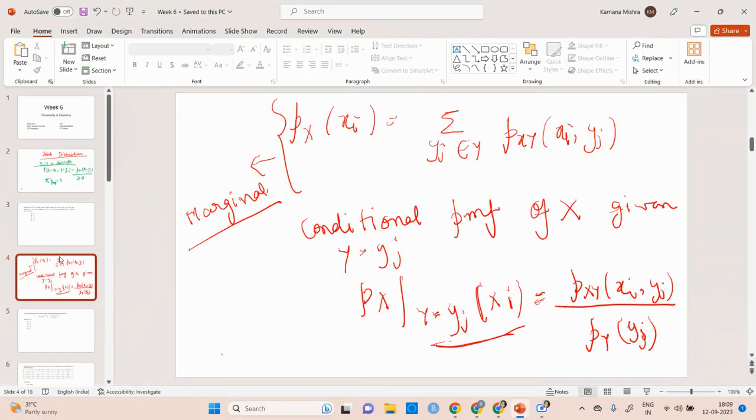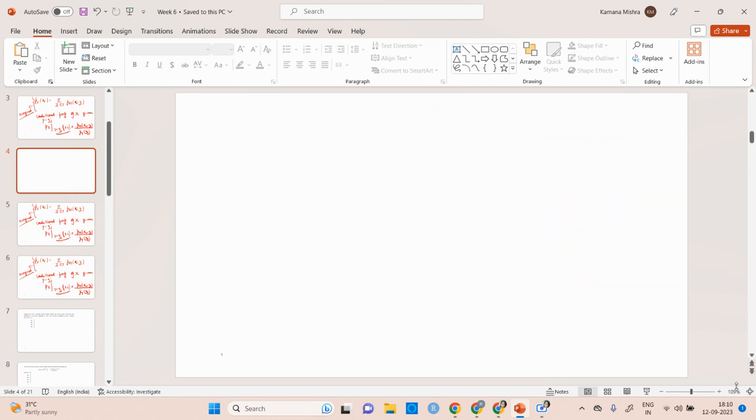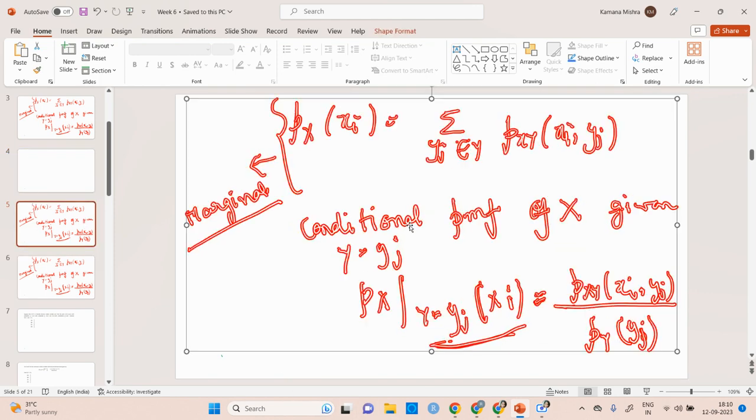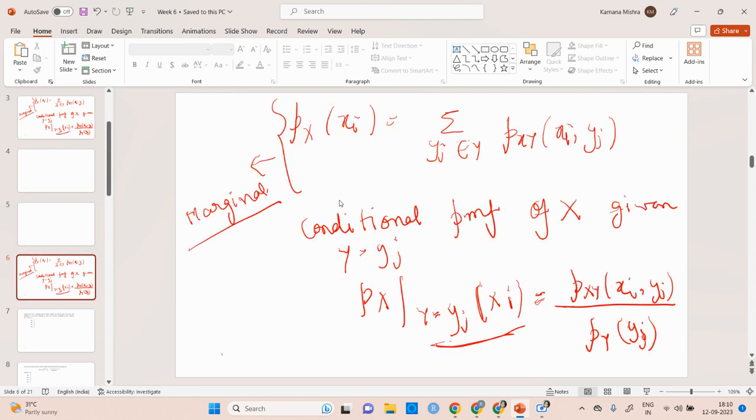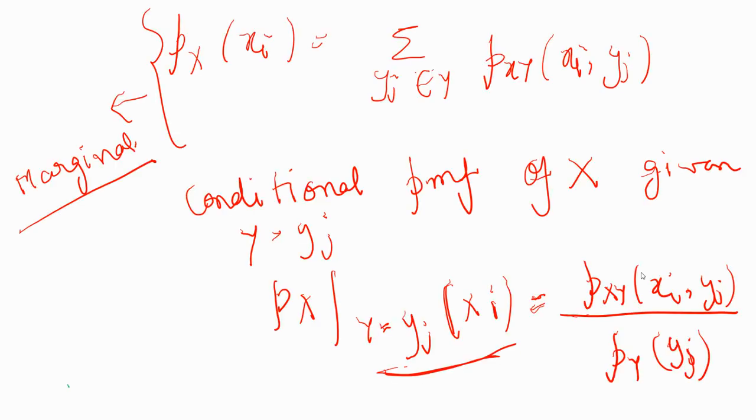Now if we want to find all these things, for x the conditional PMF of x given y equal to yj is this. For y it will be the opposite one, so it will be pxy(xi, yj) divided by px(xi).